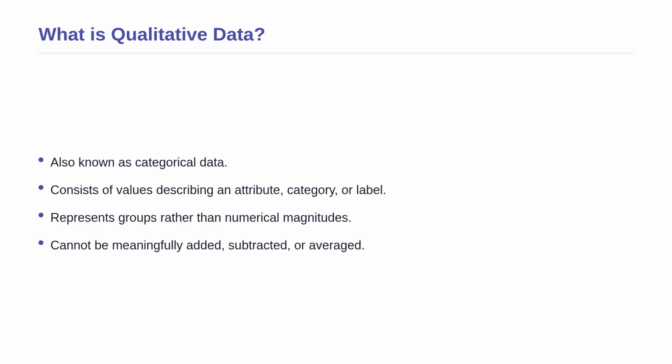Now that we have seen the clinic analogy, let us formally define our first bucket, qualitative data. Also known as categorical data, this consists of values that describe an attribute, a category, or a label. Because these values represent distinct groups rather than numerical magnitudes, they do not behave like regular numbers. You cannot meaningfully add, subtract, or average qualitative data. For example, trying to calculate the average of blood types A, B, and O makes absolutely no logical sense. This data simply tells us what category a subject belongs to.